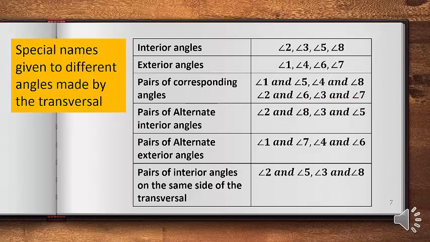Pairs of alternate interior angles, angle 2 and angle 8, angle 3 and angle 5. Pairs of alternate exterior angles, angle 1 and angle 7, angle 4 and angle 6. Then pairs of interior angles on the same side of the transversal, that is angle 2 and angle 5, angle 3 and angle 8. Children, we will be learning about these pairs of angles separately one by one.